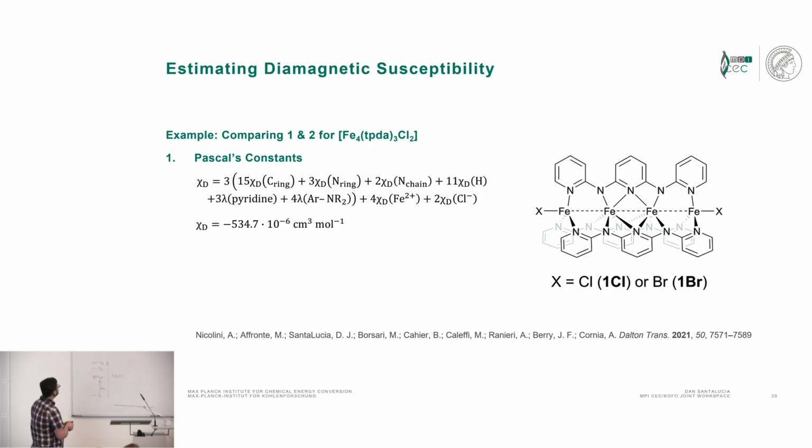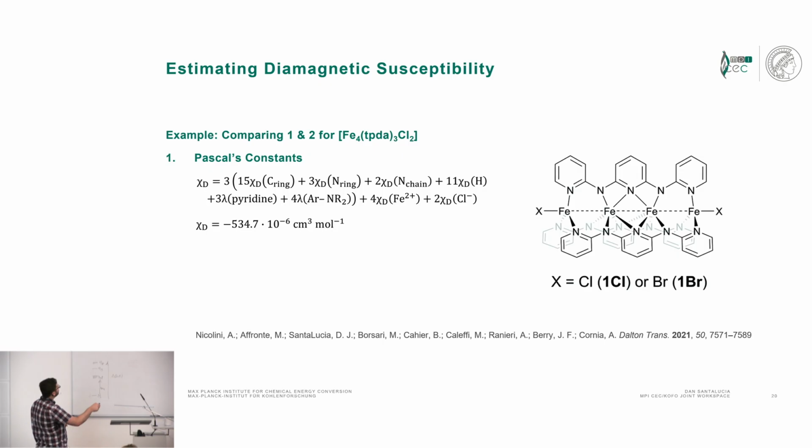Well, first I have to consider what goes into a ligand. There are 15 ring carbon atoms, so 15 times the diamagnetic susceptibility of the ring carbon atoms, plus 1, 2, 3 nitrogens in the ring, plus 2 chain nitrogens. Those have different values, okay? You don't handle all atoms the same. It matters what environment they're in. And then 1, 2, 3, okay, 11 hydrogens. We've got all of the atoms, but now I have 1, 2, 3 pyridine rings, and then 1, 2, 3, 4 aryl amide bonds. So those are the motifs.